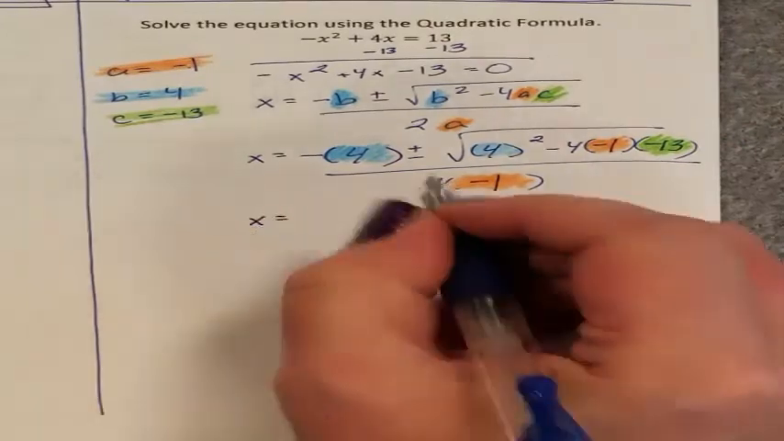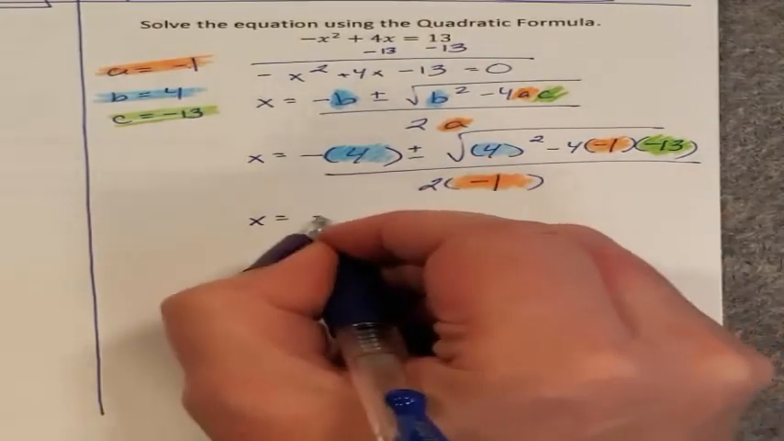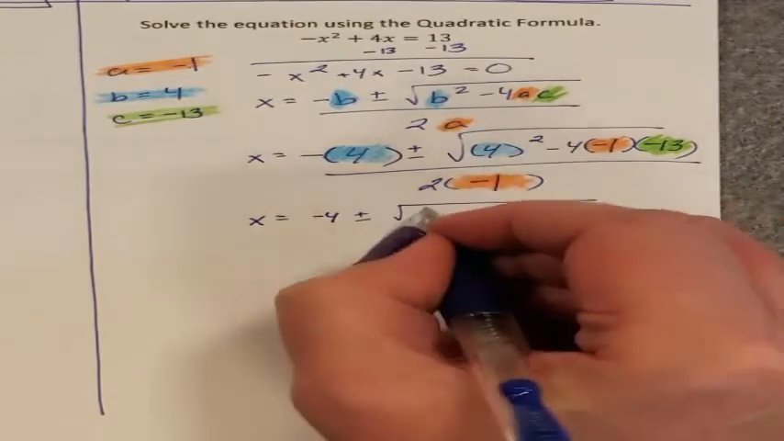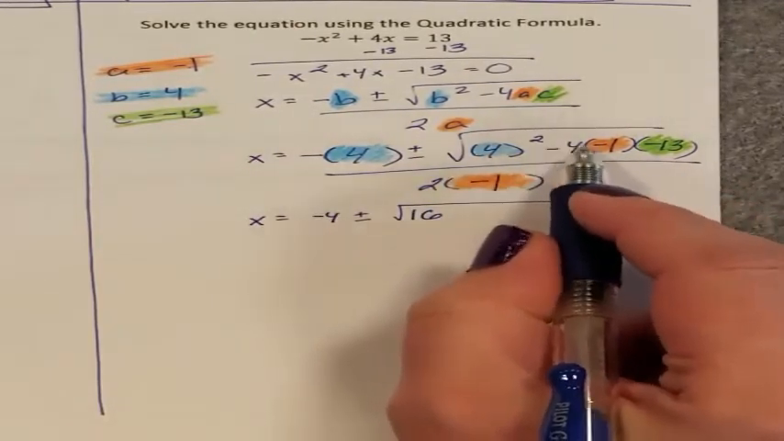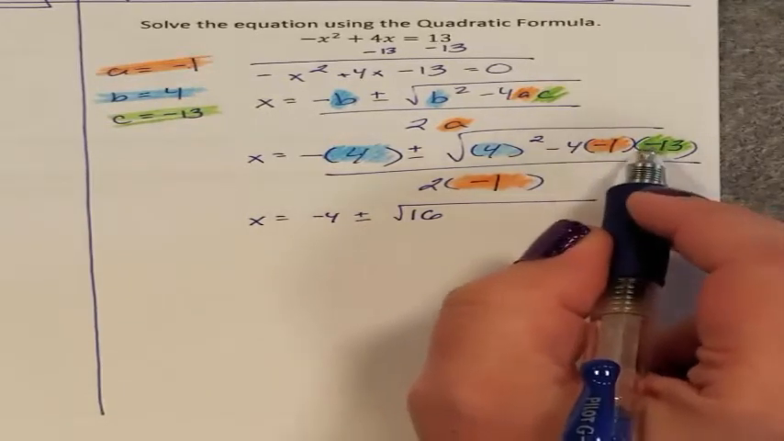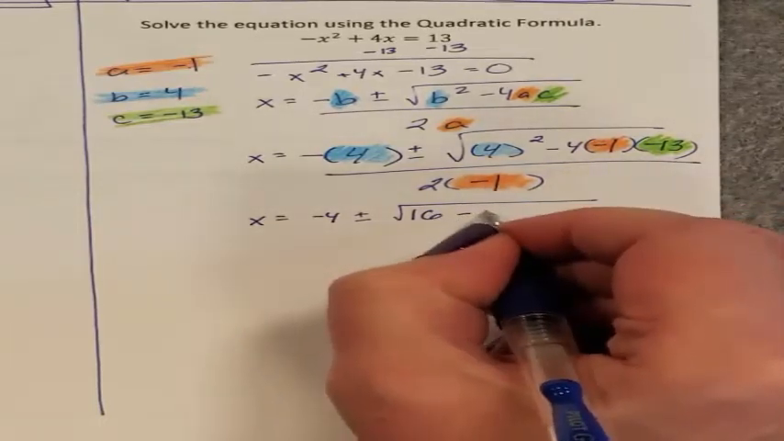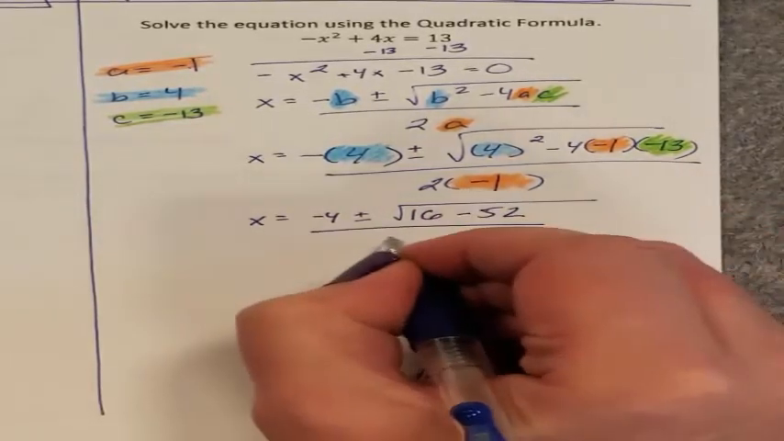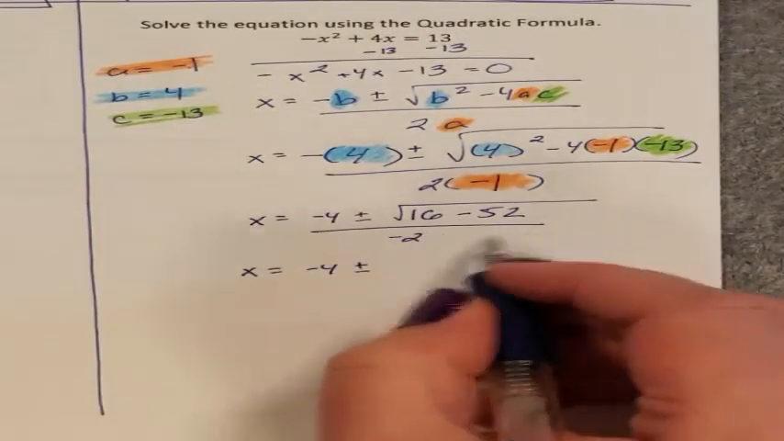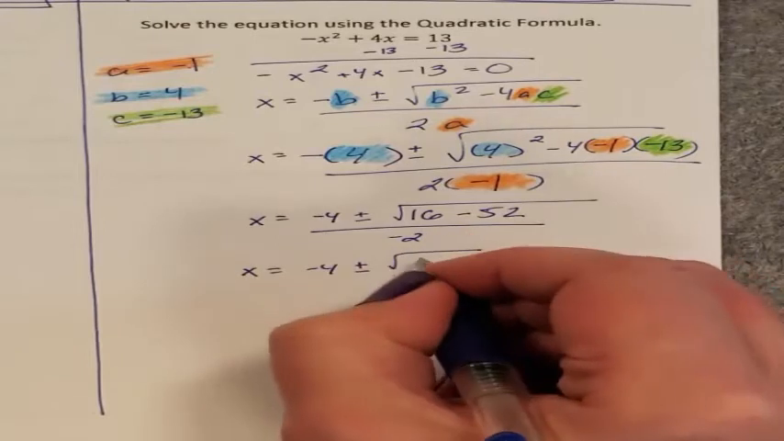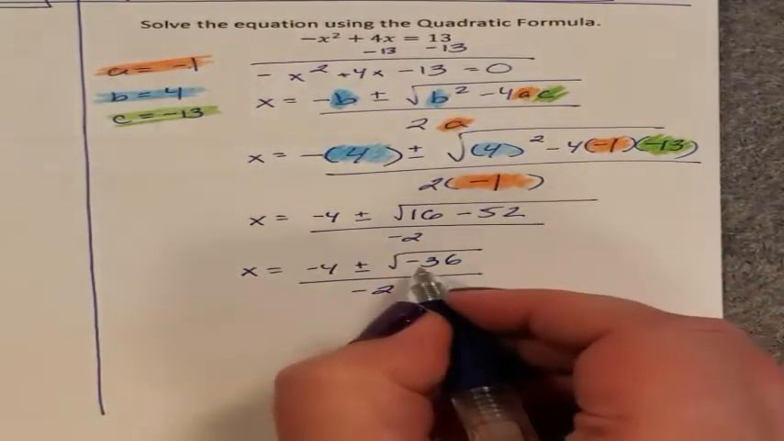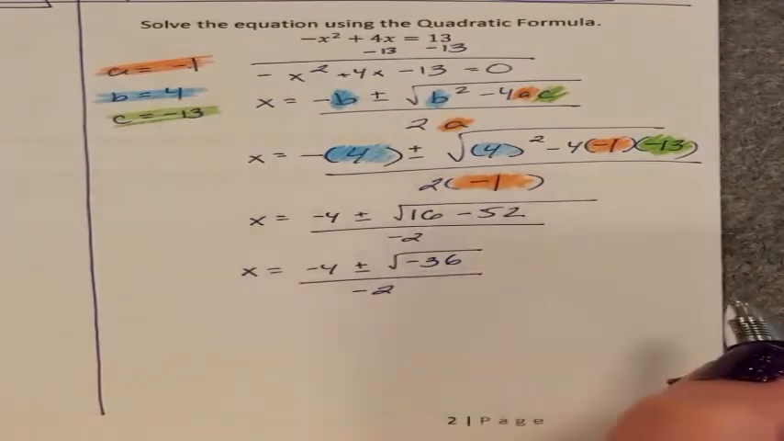So simplifying, I have the opposite of 4, which is a negative 4, plus or minus the square root of 4 to the second power is 16. And negative 4 times a negative 1 is a positive 4. Positive 4 times a negative 13 is a negative 52. This is all over negative 2. X is negative 4 plus or minus 16 minus 52 is the square root of negative 36 all over a negative 2. I need to separate that negative 1 from the 36.